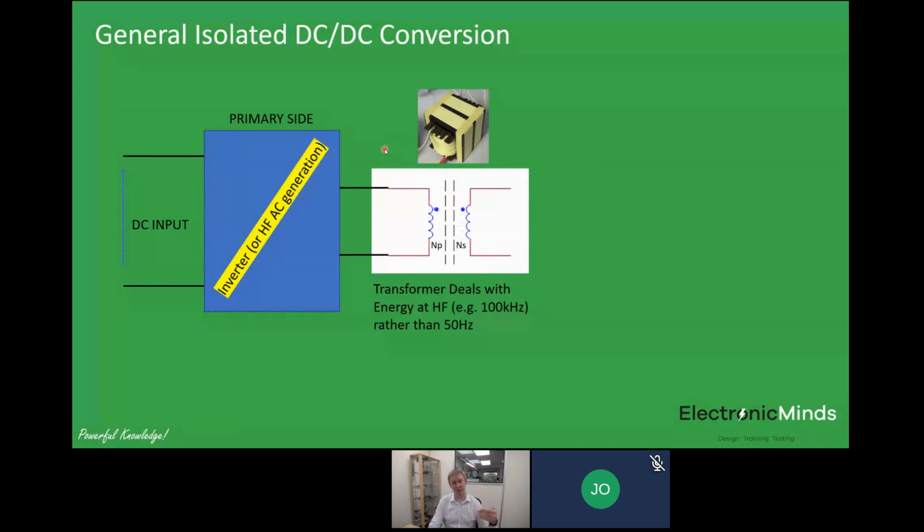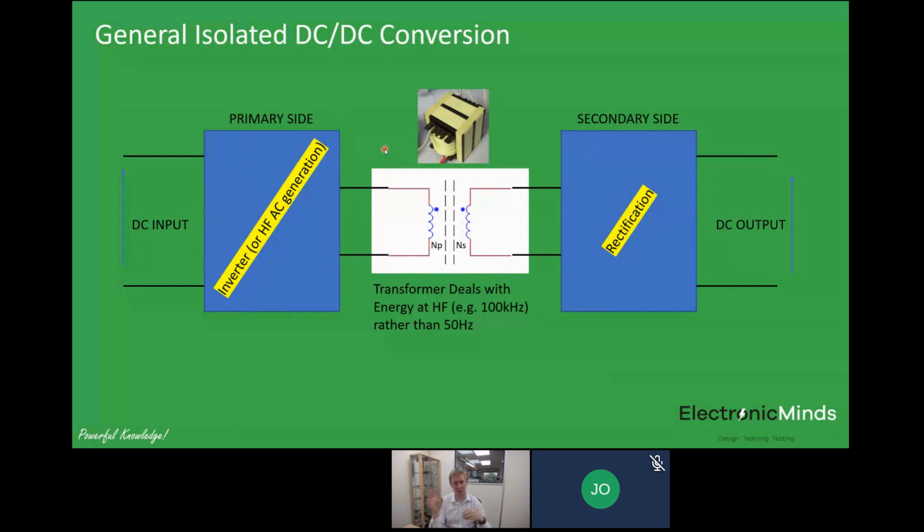So we chop the DC input up into a high frequency AC signal, send it through our transformer at high frequency, and on the secondary side, we then rectify that, or just recapture the DC component to turn it back into DC. So we have this process of chopping the DC up into high frequencies, sending it through the transformer, and then turning it back to DC again.